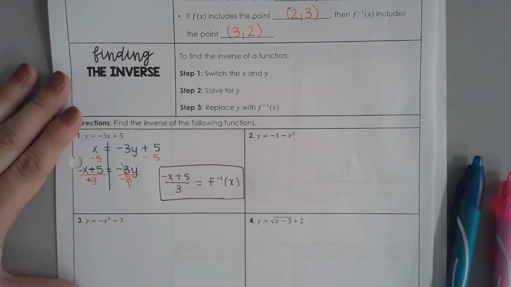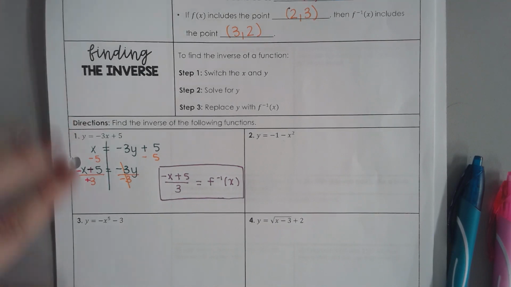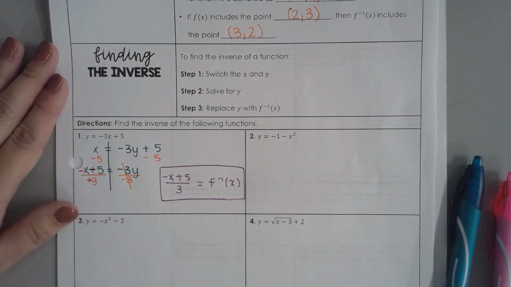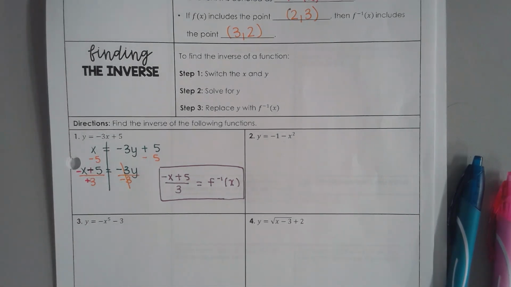What if it was like negative y equals negative 3x? When you flip them, would it be negative? It would be negative x. You only switch just the letters. Every sign in front of it, every number in front of it stays where it's at. Just the x, just the y swap.